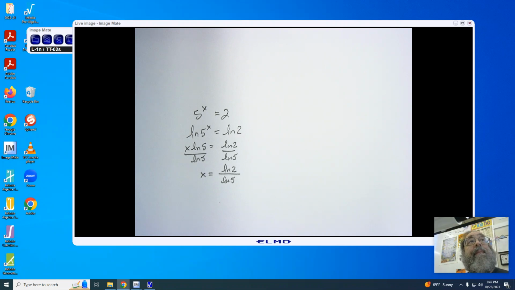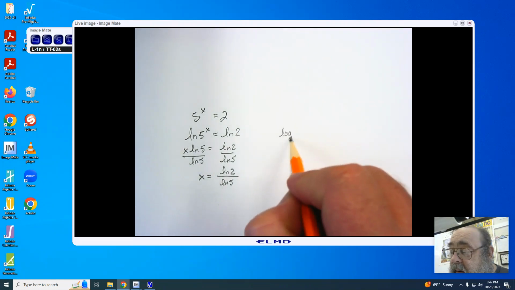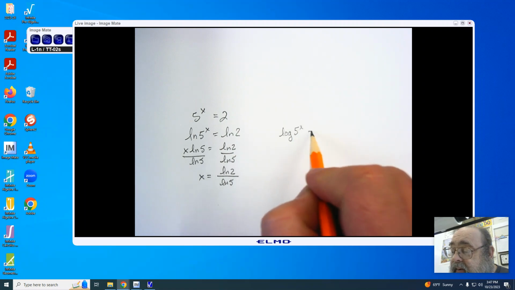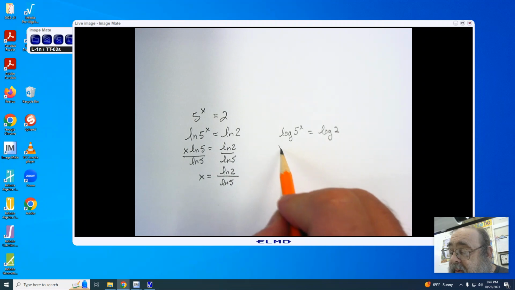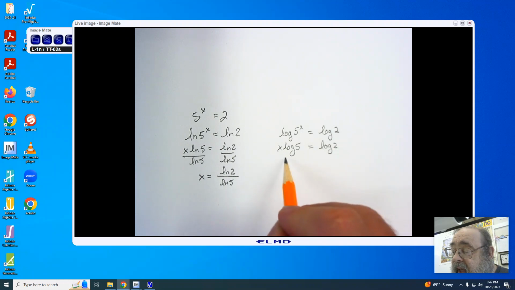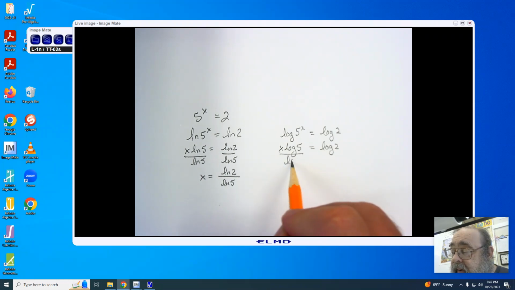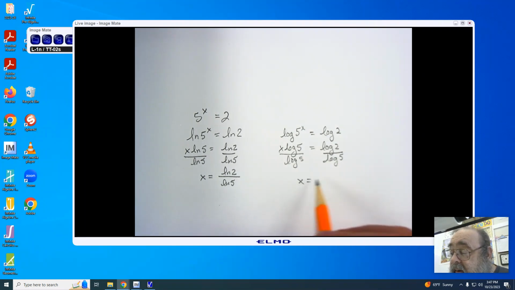Let's go ahead and do the same thing, but we're going to put log base 10. Log base 10 moving in front, and I move the power in front using that third property that we've talked about in class, and then I divide both sides by log base 10 of 5. Once again, my goal is to create a proportion, a fraction, and that's now what I have.